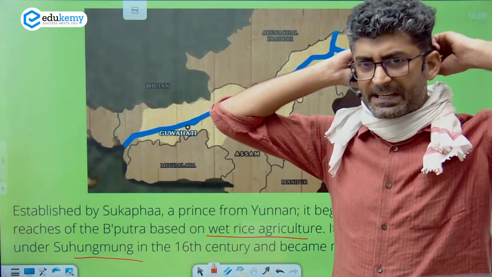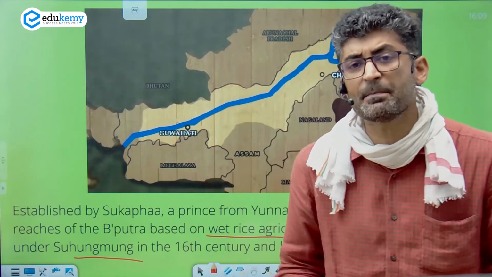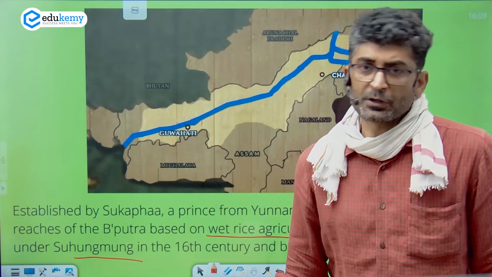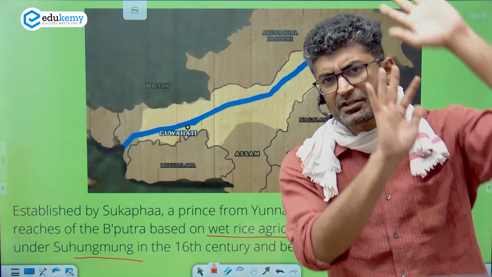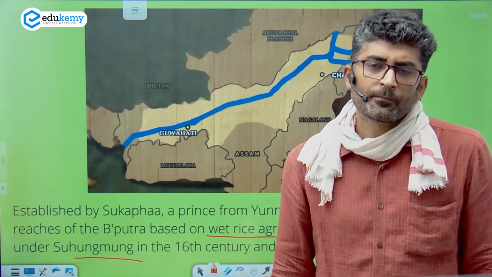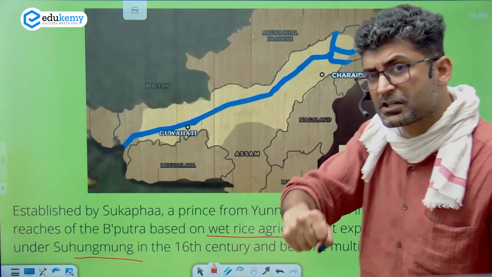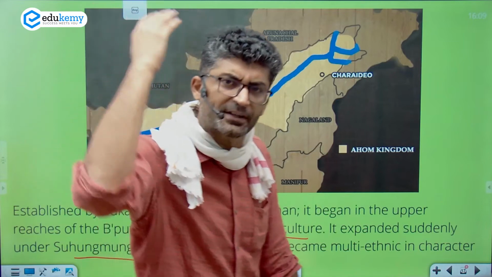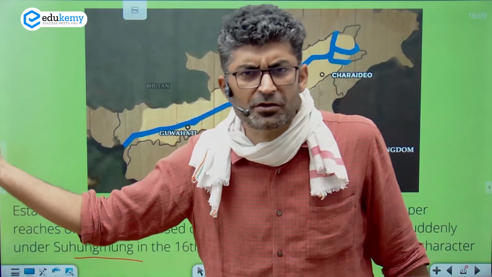They really expanded and they became multi-ethnic. So they were no longer that small, Chinese-associated external people. They became multi-ethnic. This is also precisely the time when Srimant Mahapurush Shankar Dev made a drastic introduction of Vaishnavism in Assam.